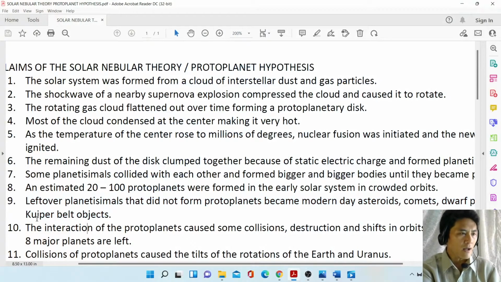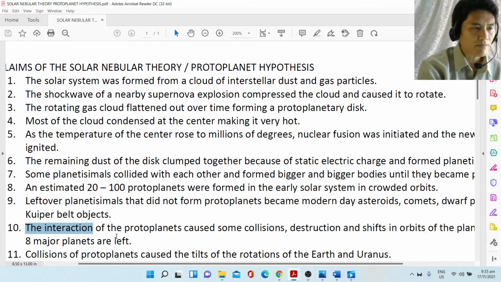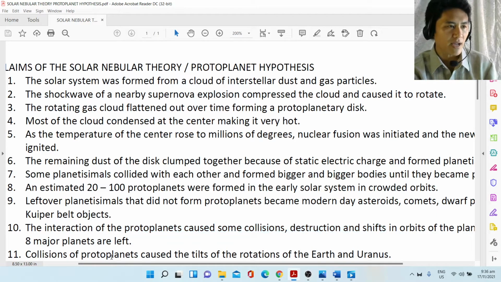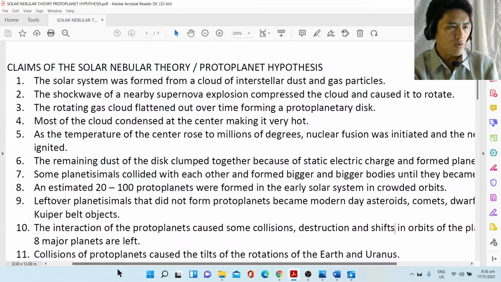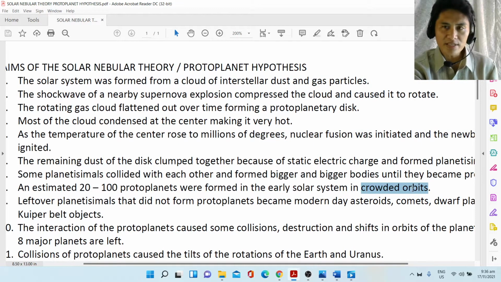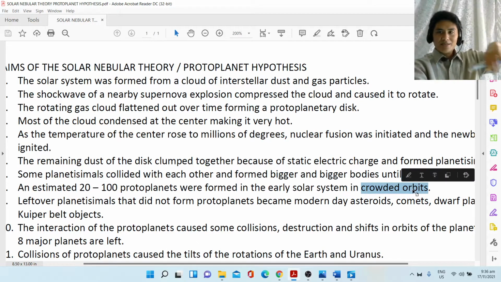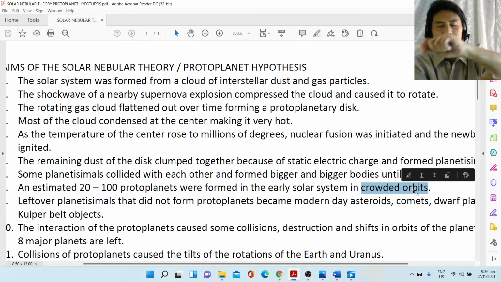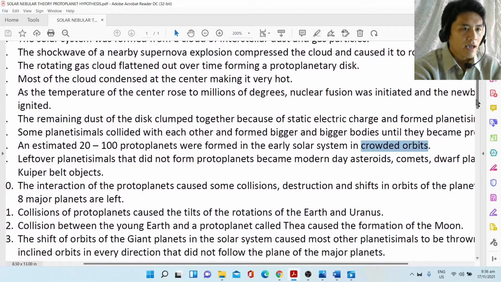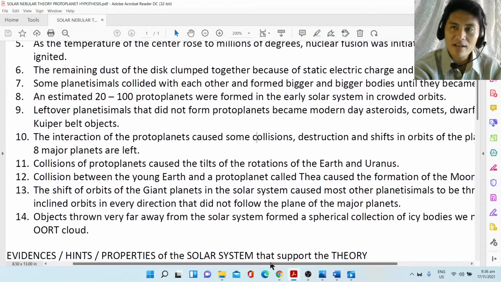And then here, number 10, the interactions. Let me transfer myself up top. The interaction of the protoplanets caused some collisions, destruction, and shifts in orbits of planets, until only 8 major planets are left. So here, obviously, because they are in crowded orbits, it is inevitable that these orbits sometimes get entangled with each other, some collide, some of those things happen. And why do we believe that they collide? Well, because we have a lot of evidence.